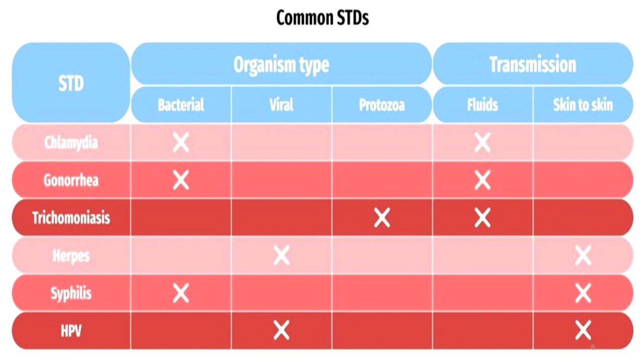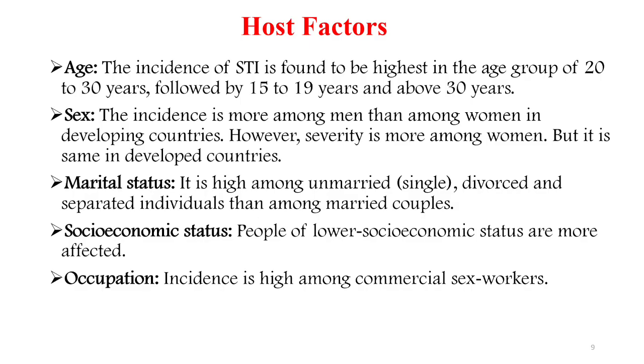Transmission occurs through fluids. Herpes. It is a viral infection. Transmission occurs through skin-to-skin contact. Syphilis. It is also a bacterial infection. Transmission occurs through skin-to-skin contact. HPV. It is also a viral infection. Transmission occurs through skin-to-skin contact. Now come to the host factors.